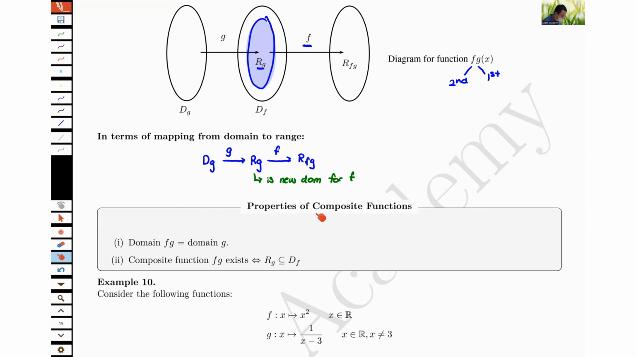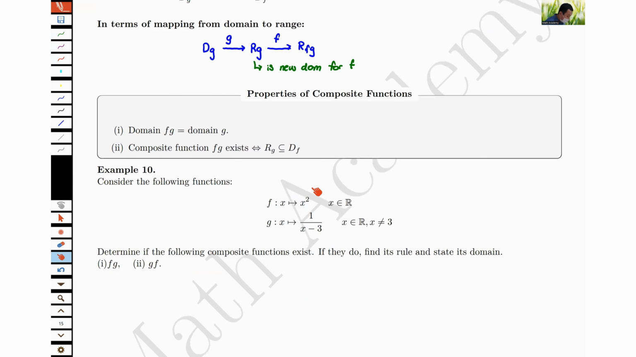So some properties that we need to further know. What is the domain of the whole setup? What is domain again? Domain is where you start from. Where did you define the x to be? So in this whole diagram, where did we start? I started from domain G. This is the start point. So the domain of FG is actually just domain G, the place where you start.